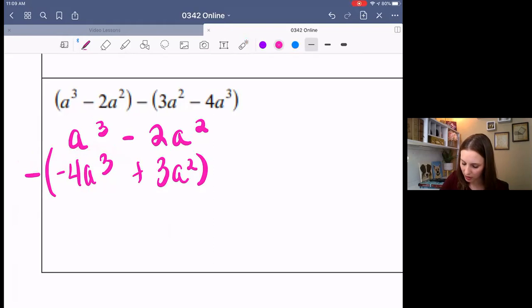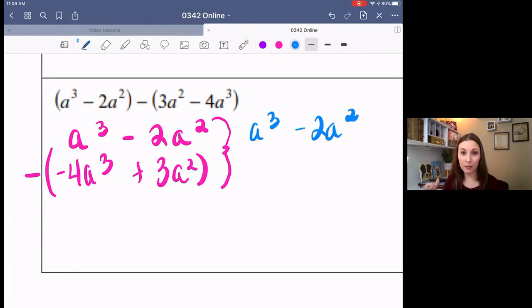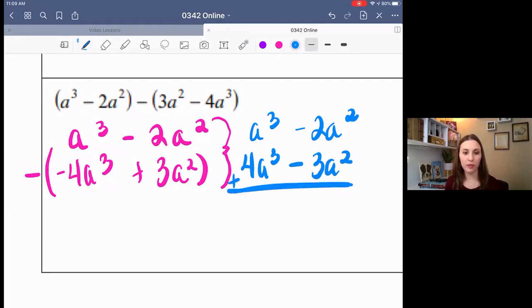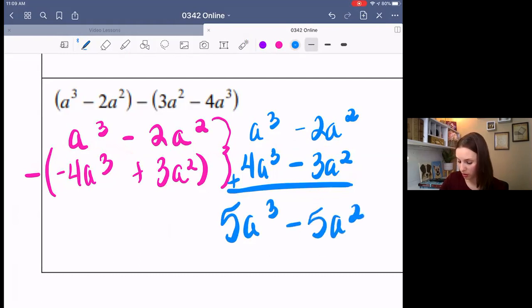So I'm actually going to rewrite this to make my life a little bit easier. A to the third. This one doesn't change. But this one, I'm applying a negative to both terms. So it becomes a positive 4a to the third and a negative 3a squared. And now I can just add them. You can leave it like this and apply the negative in your mind. I would be a little careful about that because you might lose it if you're not staying organized. I would recommend going ahead and distributing that negative to both terms and then just adding. That way you don't lose track of anything. And we get 5a to the third minus 5a squared.